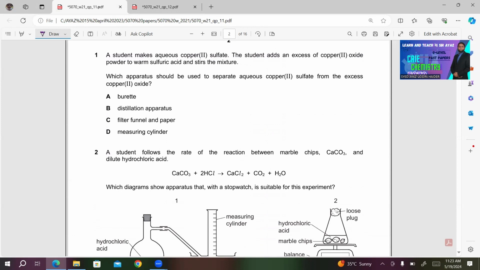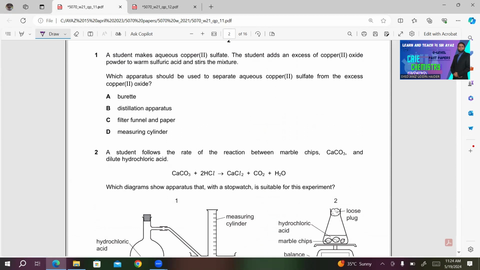So let's start with question number 1. A student makes aqueous copper 2 sulfate. The student adds an excess of copper 2 oxide powder to warm sulfuric acid and stirs the mixture. Which apparatus should be used to separate aqueous copper 2 sulfate from the excess copper 2 oxide?